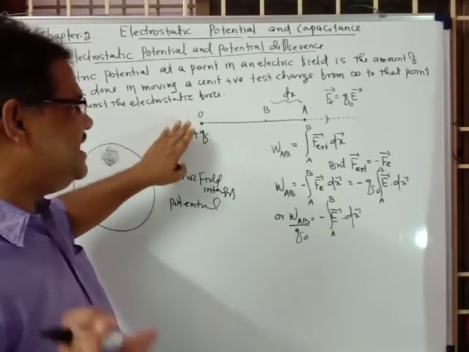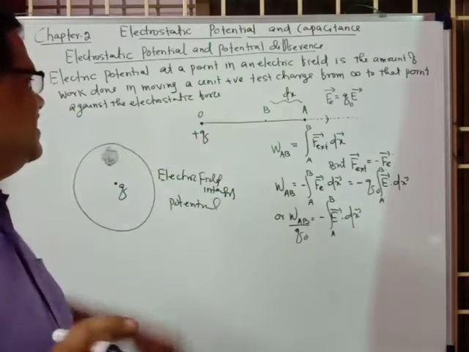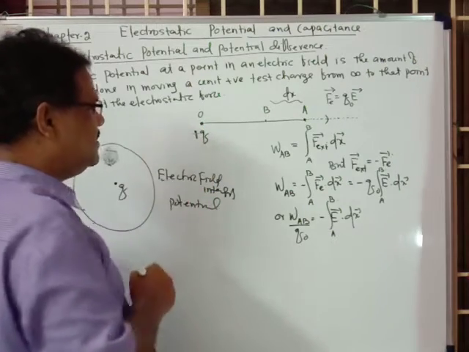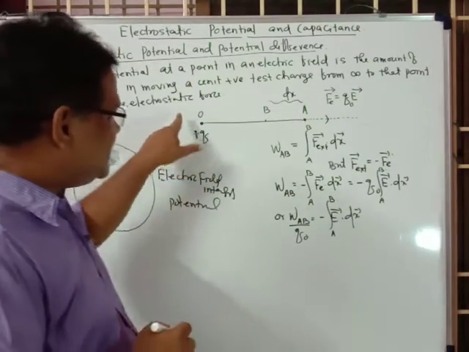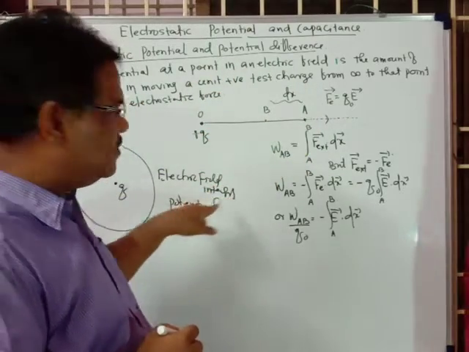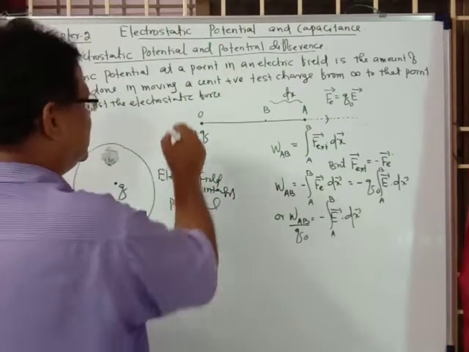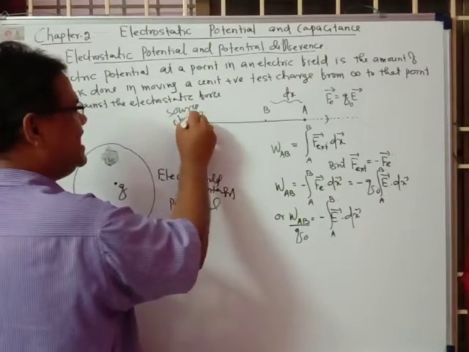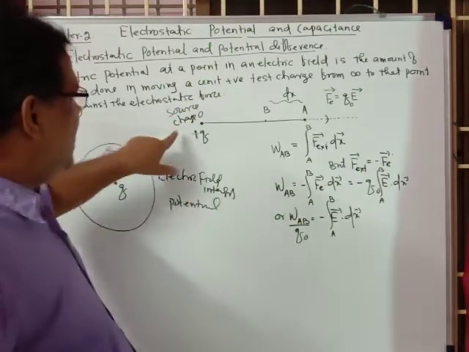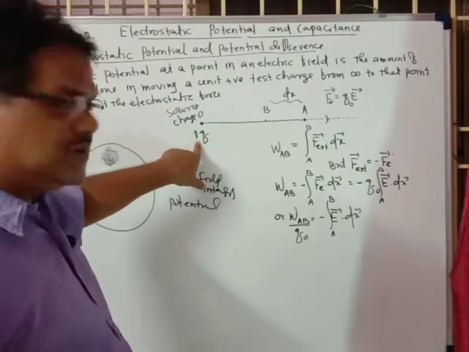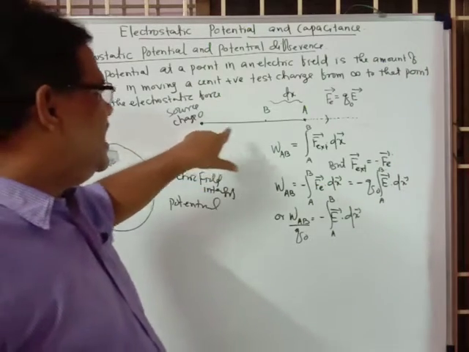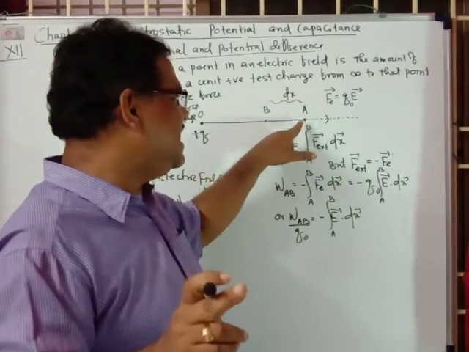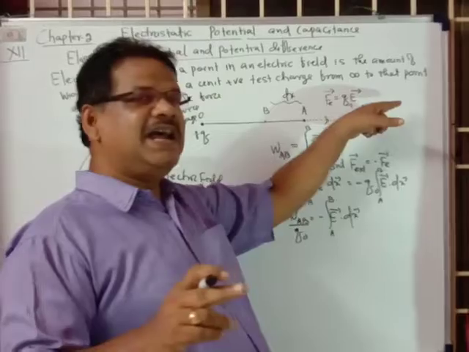Students, you just see it here. Already I have shown the diagram here. A charge plus Q is placed here, and it is creating the electric field around it. This is the source charge, and it is creating the electric field. If the source charge is a positive charge, then at a particular point A you will find the electric force directed outward.